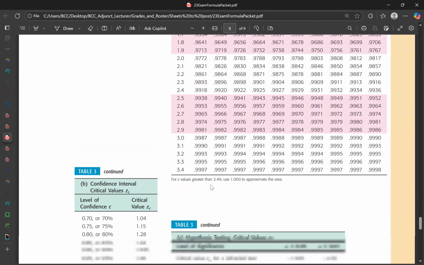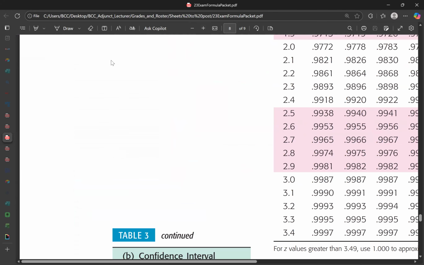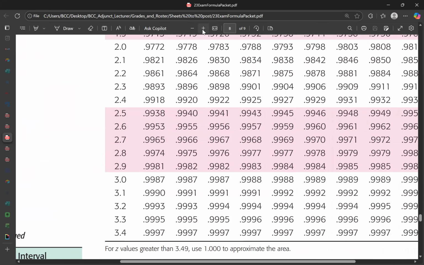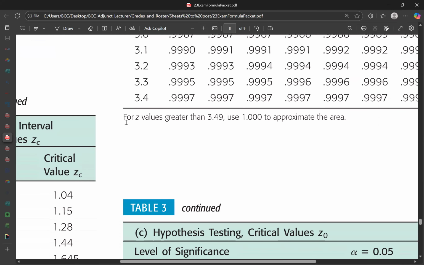It's not for everybody. It's just for us that wear glasses. So we got to zoom it in a little bit. All right, so then here, for z values greater than 3.49, we use 1 to approximate the area.